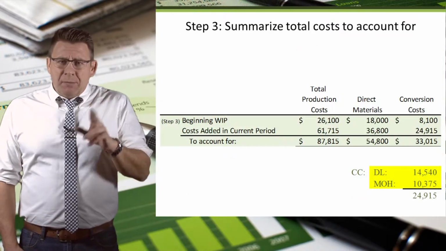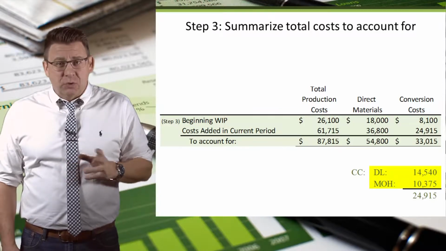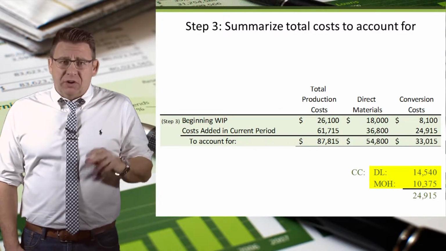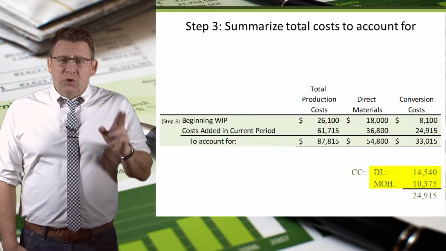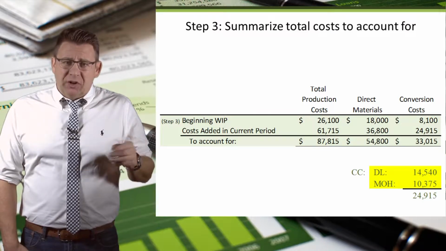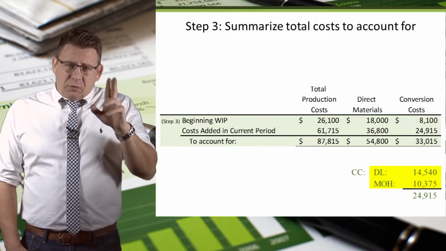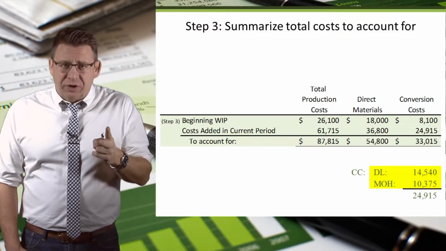Step 3 is similar to step 1. Here we are summarizing the total production cost to account for. The beginning units of WIP have direct materials and conversion costs already assigned to them. The new units started have direct materials and conversion costs attached as well. And recall that conversion costs are our direct labor and manufacturing overhead.